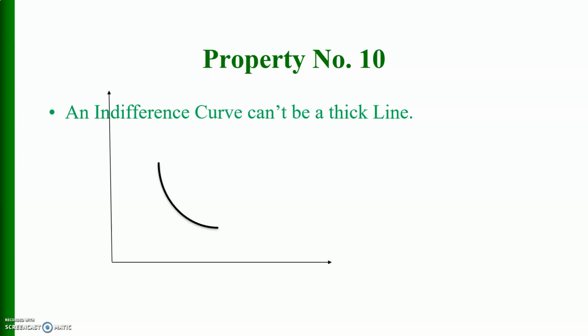Ladies and gentlemen, these are 10 properties of indifference curves. Usually in the conventional books on microeconomic theory, we see that there are only three properties or characteristics of indifference curves. That is, indifference curves are negatively sloped, they are convex to the origin, and they do not intersect each other. But in fact, there are some other properties which I mentioned in this lecture.